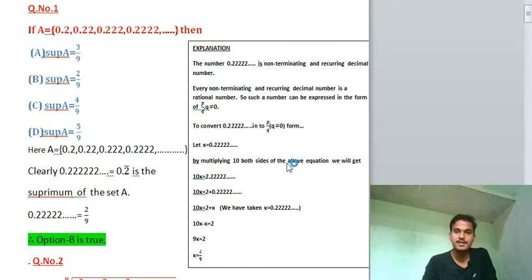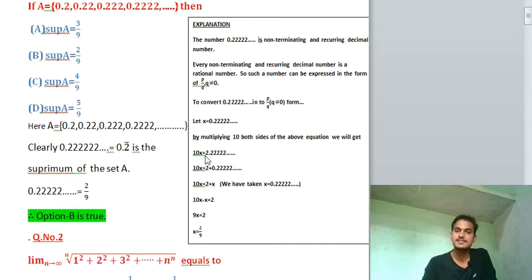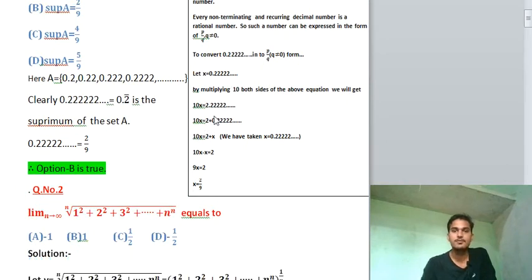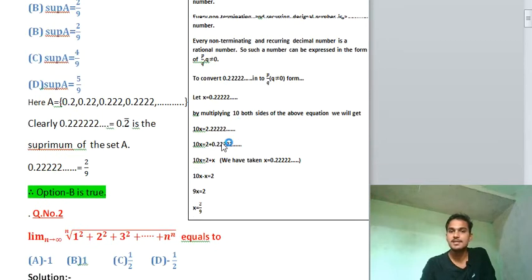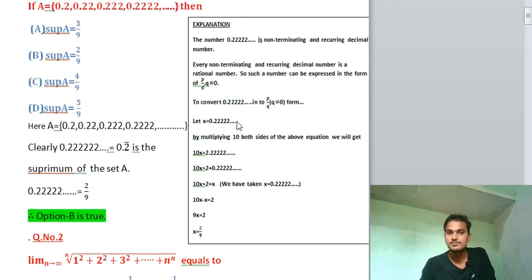Here our business is to convert this into a fraction, into p by q form where q is not equal to 0. To convert it into this form, we take x is equal to this. Then in the next step we multiply 10 with both sides of the equation, so this is 10x and this is 10 times this, so it became 2.2222. Then 10x is equal to 2 plus this, and you can see we had taken x is equal to 0.2222.